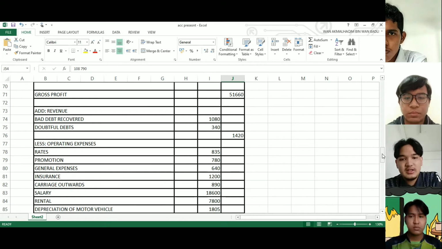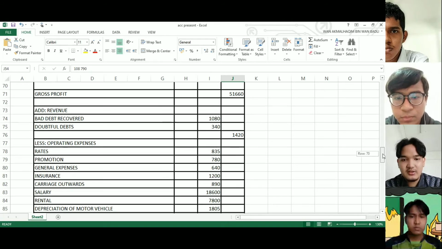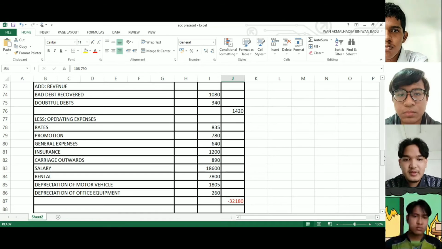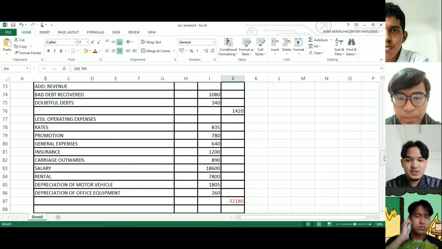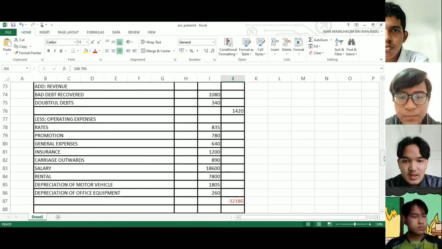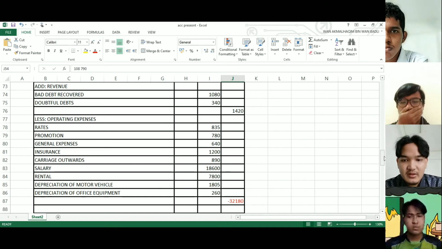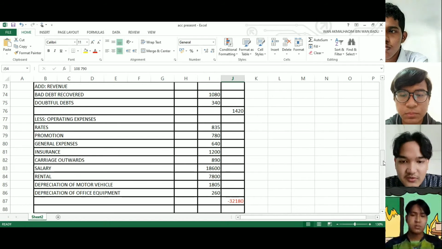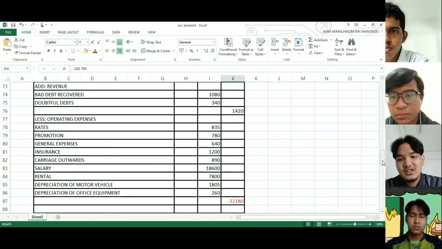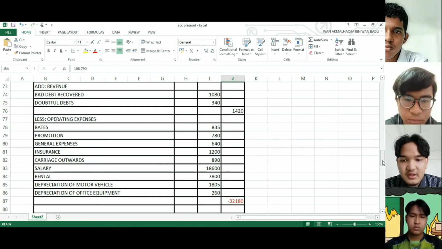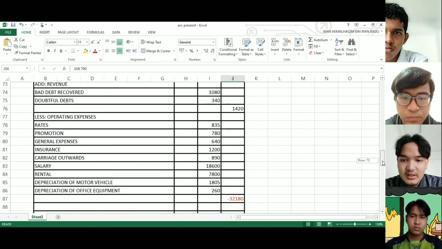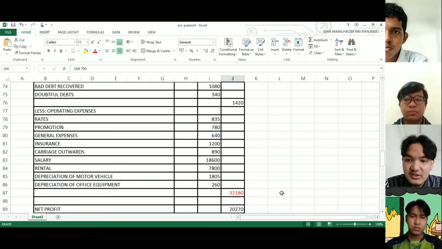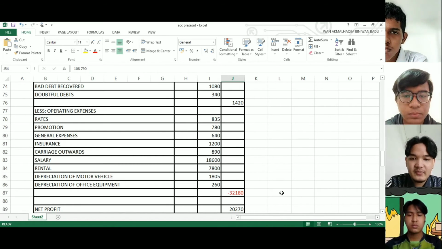Less operating expenses. First rates 835, promotion 780, general expenses 640, insurance 1,200, carriage outwards 890, salary 18,600, rental 7,800, depreciation of motor vehicle 1,805, depreciation of office equipment 260 and the total is negative 2,180 and the net profit is 20,270.